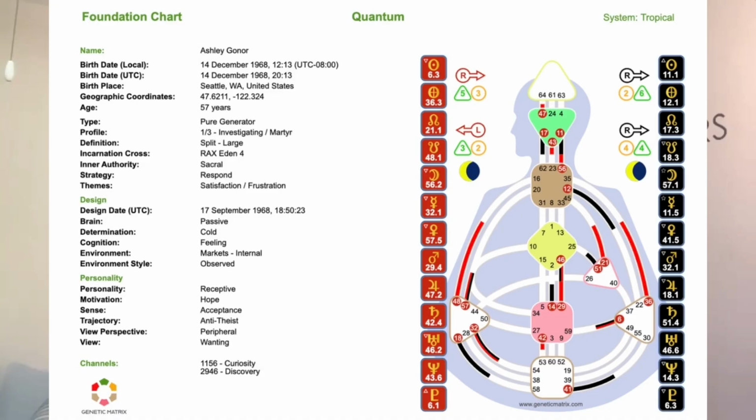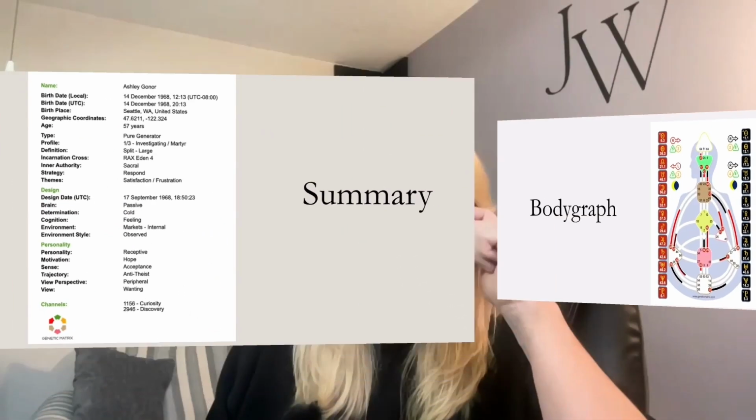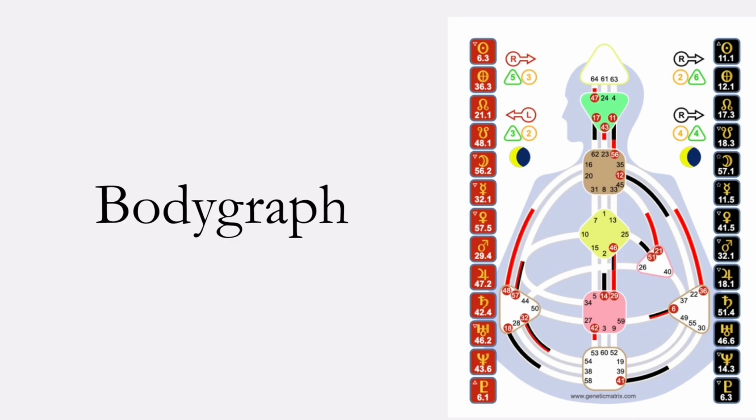So first we're going to start with the body graph itself, right? And so everybody knows you take your date, time, and town of birth, and you put it into one of the systems, whether it's Genetic Matrix or Jovian Archive, excuse me, or Neutrino Design. You get your human design chart. Okay. On one side, it's a summary, and on the other side, you'll see what we call your body graph. It's a visual representation of your human design.